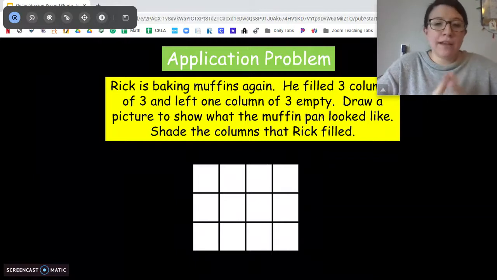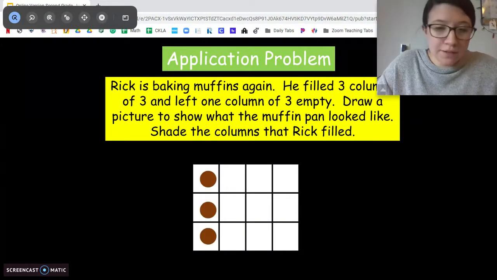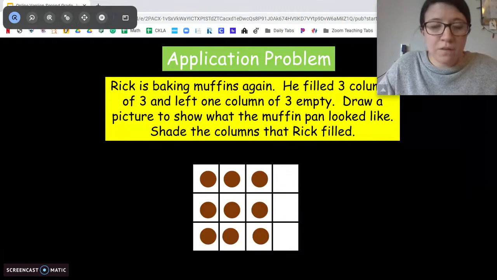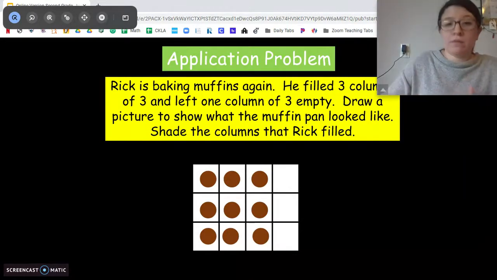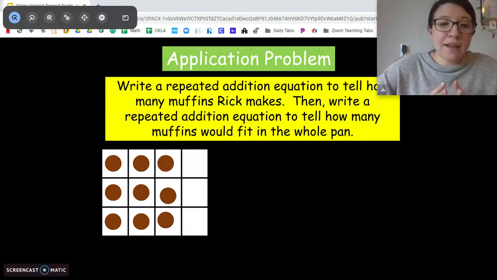Okay, he has 3 columns of 3 that are filled and 1 that is empty. So I'm going to fill 3 columns of 3. 1, 2, 3 columns of 3 are filled, and then we have that 1 empty one. Got it? Okay. So a repeated addition sentence to tell how many muffins Rick makes.